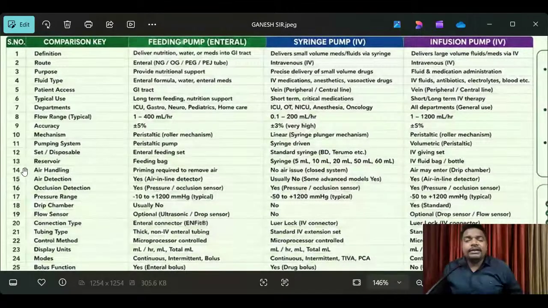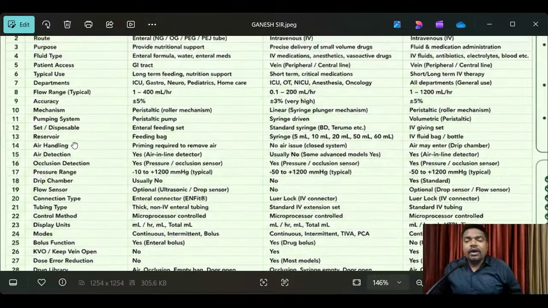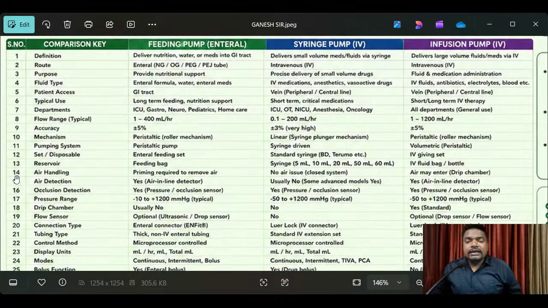Now come to the 13th point of the comparison: the reservoir, or feeding bag. For the feeding pump, a feeding bag is available. The proteins and nutrients are in the reservoir bag, and a pipe runs from the reservoir bag through the pump directly to the patient. The feeding tube is connected through the nose. Understand? Through the nose they are connecting.